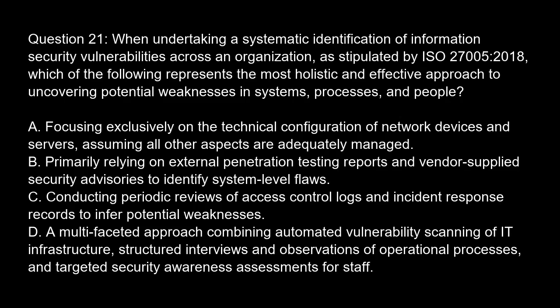Question 21. When undertaking a systematic identification of information security vulnerabilities across an organization, as stipulated by ISO 27005-2018, which of the following represents the most holistic and effective approach to uncovering potential weaknesses in systems, processes, and people? Option A. Focusing exclusively on the technical configuration of network devices and servers, assuming all other aspects are adequately managed. Option B. Primarily relying on external penetration testing reports and vendor-supplied security advisories to identify system-level flaws.